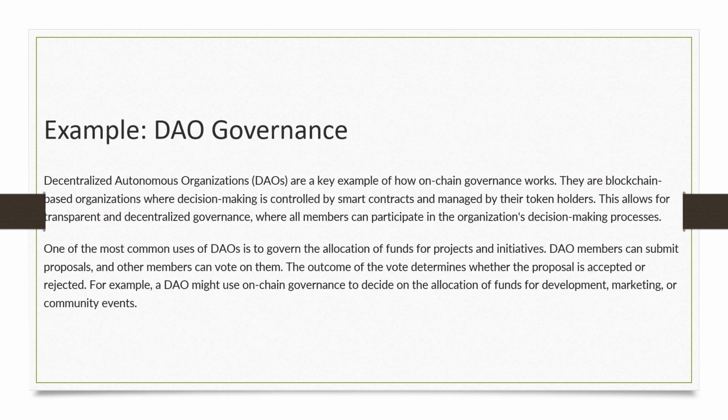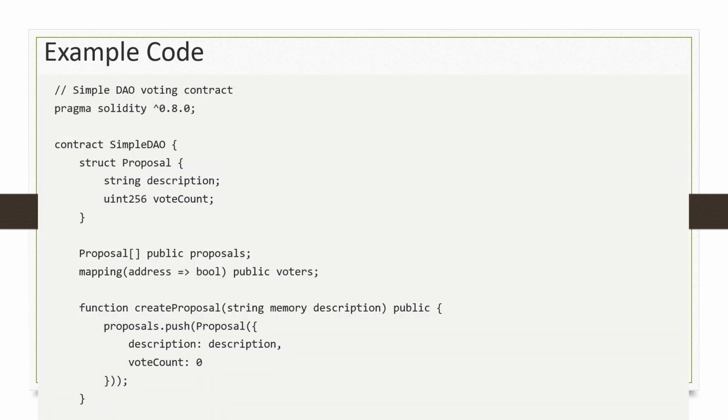So now we look at an example code to integrate DAO governance, which is decentralized autonomous organizations. So here is a simple DAO voting contract. This contract allows users to create proposals and vote on them. The create proposal function adds a new proposal, while the vote function increments the vote count for a specific proposal.